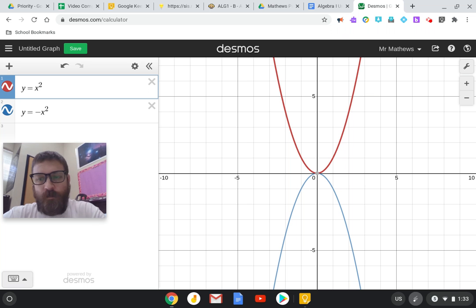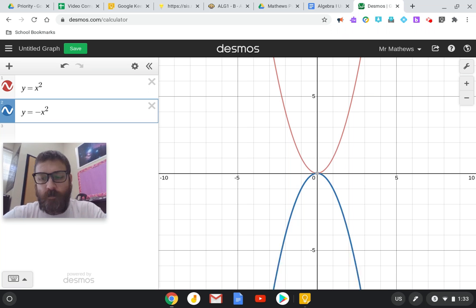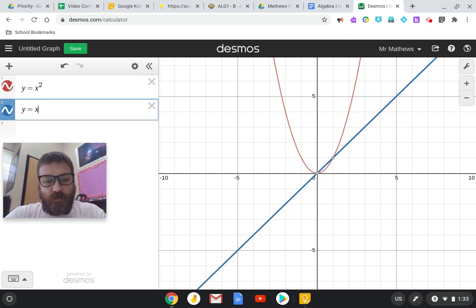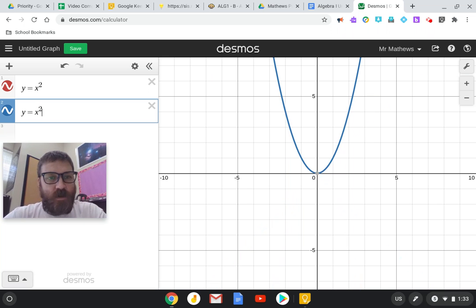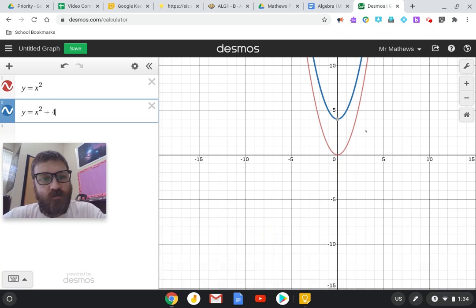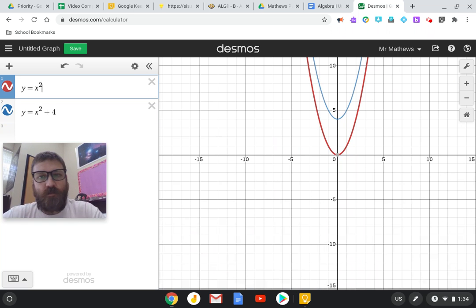Let me erase that now. Let's go back to my parent function. Let's say that I add a number to my parent function. Let's add 4. What's happened here is that starting from my parent function in red, if I add 4, the graph moves up 1, 2, 3, 4 spaces. It moves up 4 spaces.